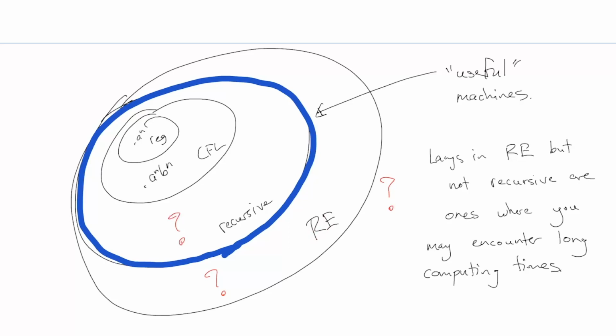And so if the machine is taking a long time, you have no way of knowing if it's ever going to finish and the string will be accepted or rejected, or if it's an infinite loop and you should just stop waiting. So languages in the RE category are ones where you may encounter long computing times which are indistinguishable from infinite loops. Indistinguishable.